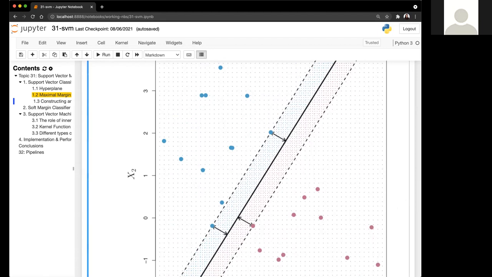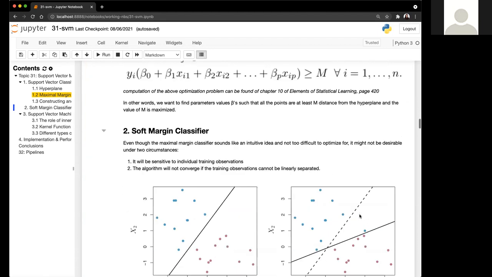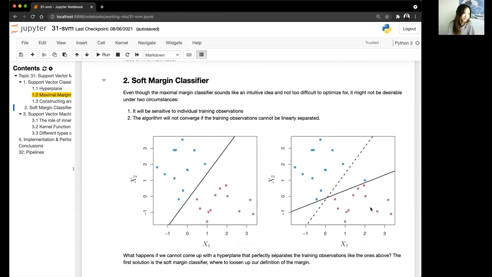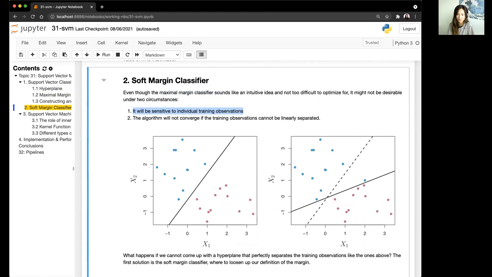You're welcome. Okay, so what if we cannot perfectly separate our data? Even though the maximal margin classifier looks like an intuitive idea and not too difficult to optimize for, it might not be desirable under two circumstances. First, it will be very sensitive to individual training observations, because the maximal margin classifier assumes that you cannot have anything on the wrong side of the plane.